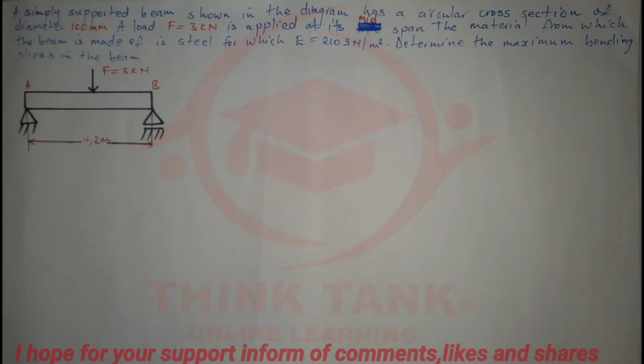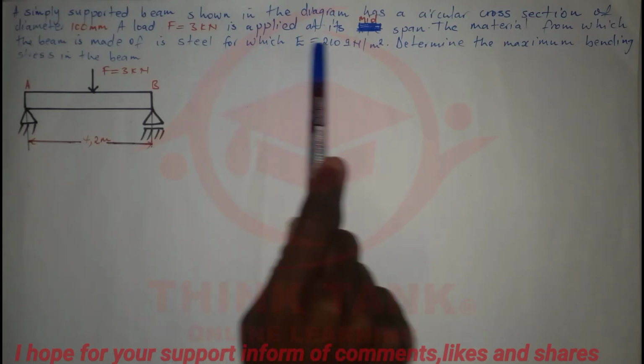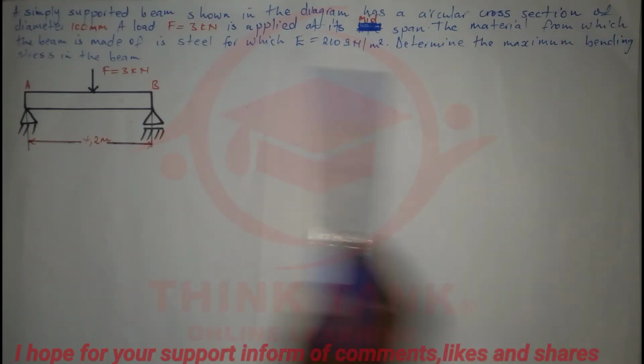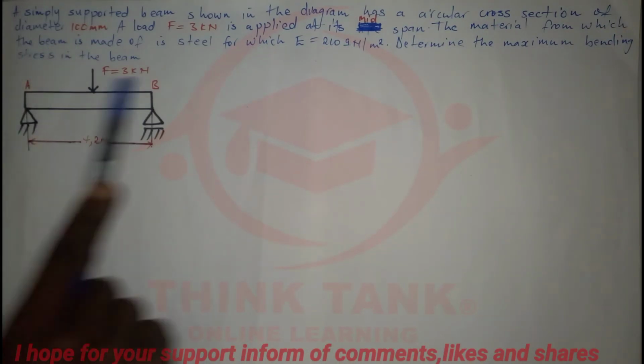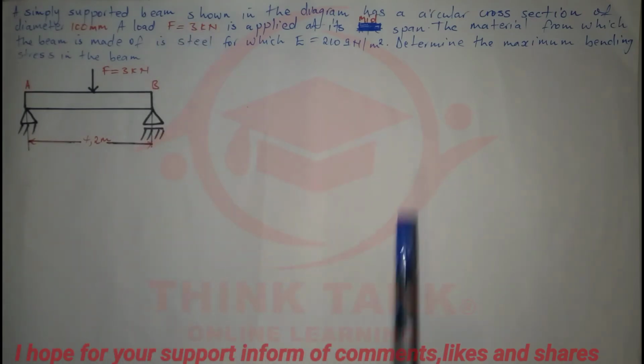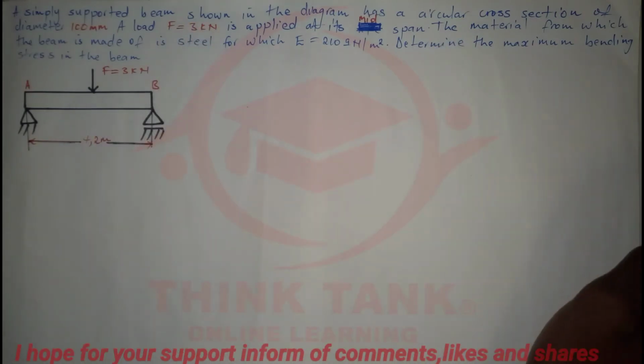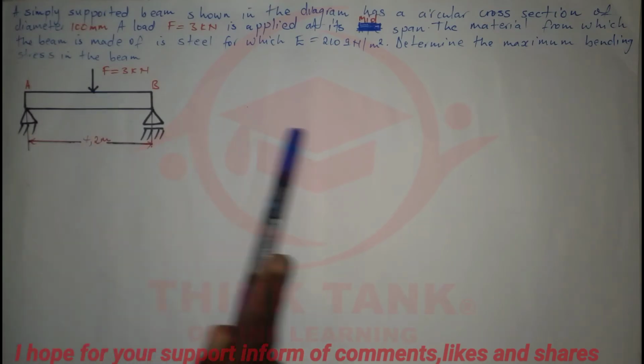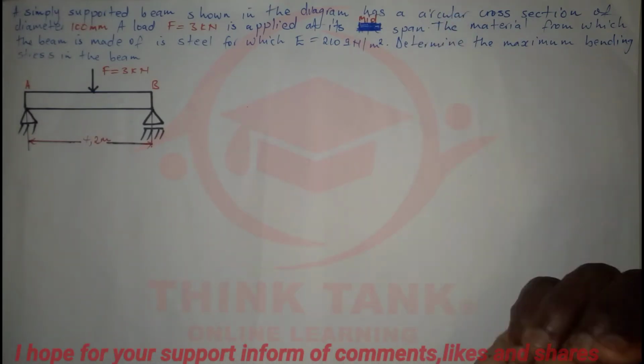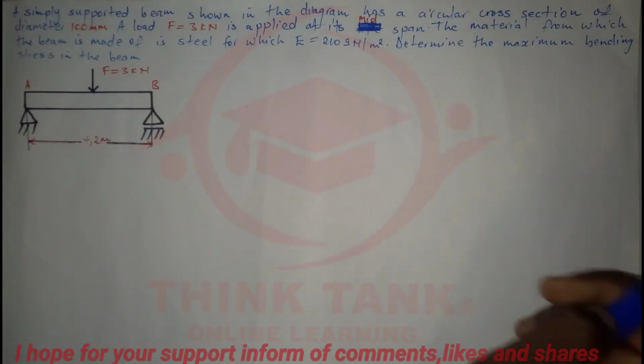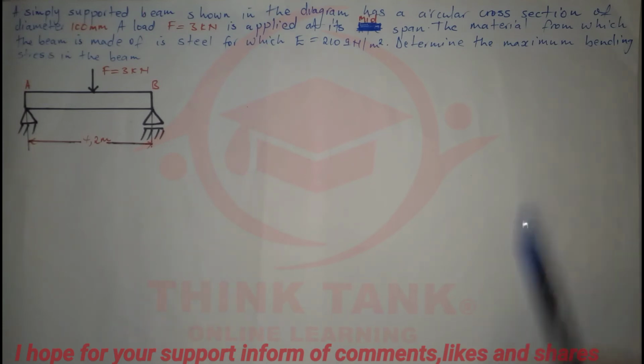In this video, I'm going to look at bending stresses of beams. So we're given a problem. A simply supported beam shown in the diagram has a circular cross-sectional area of diameter 100 millimeters. A load F equals 3 kilonewtons is applied at its mid-span. The material from which the beam is made is steel, of which the elasticity is 110 giganewtons per square meter. Determine the maximum bending stress in the beam.